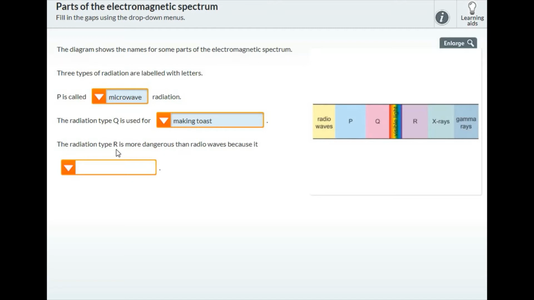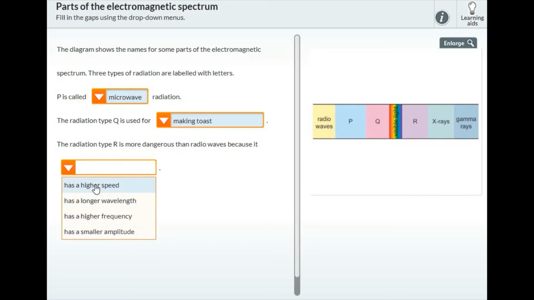The radiation type R is more dangerous than radio waves because, right, okay, so R is more dangerous than radio waves. R's higher energy radiation, and so that higher energy radiation can damage cells. So let's see what their options are. High speed, no, they all travel at the same speed for a given medium. Has a longer wavelength, that's incorrect. The wavelength decreases that way. Okay, so this is actually shorter wavelength than radio waves.